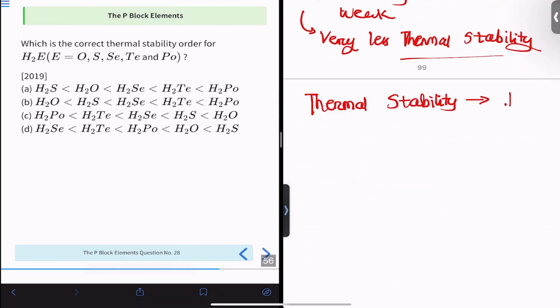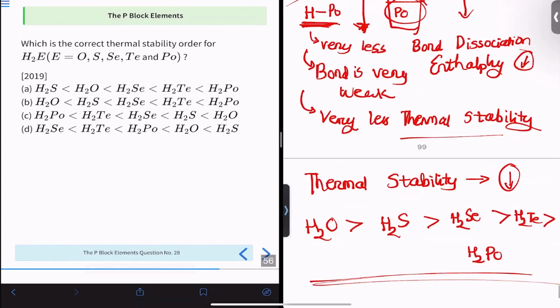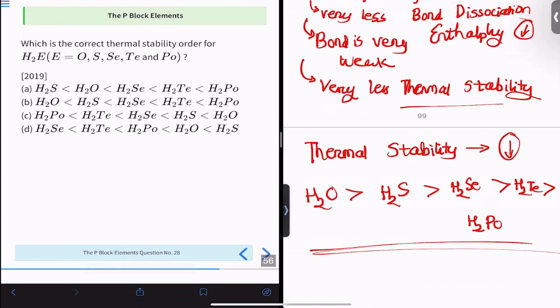Thermal stability decreases. So the compound with the highest thermal stability is H2O, then H2S, then H2Se, then H2Te, then H2Po. I hope it's very clear for you. The answer will be option number C.